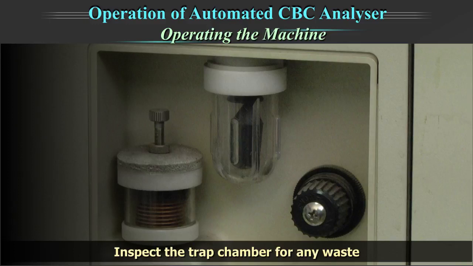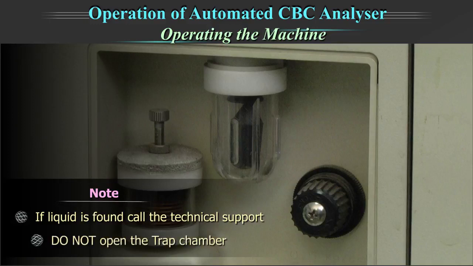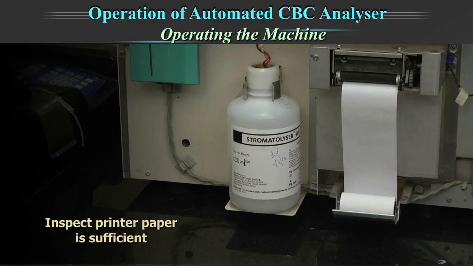Trap chamber indicates the hydraulic and vacuum status of the equipment. There should be no fluid in the chamber. Please note, if fluid is found, call the technical support. Do not open the trap chamber. Inspect if the printer paper is sufficient for the day's print.